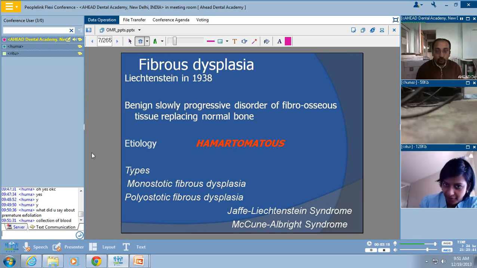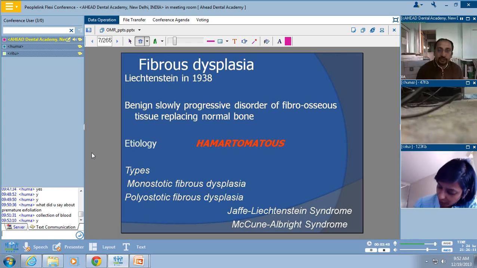Now, in a hamartoma, the basic difference is that the tumor is an organized growth, and a hamartoma is a disorganized growth of the connective tissue. That is the only difference. The tumor is an organized growth, whereas a hamartoma is a disorganized growth. Okay? Is it clear? Should I go on to the next part now? The difference between a tumor and a hamartoma.